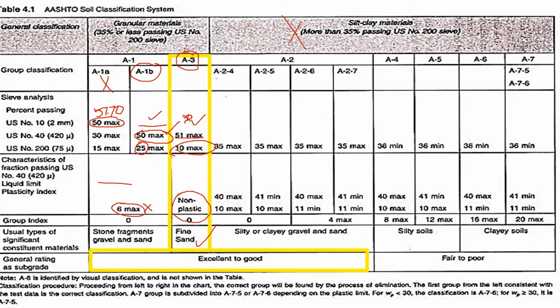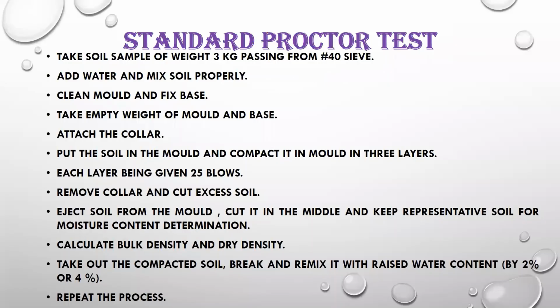It means the general rating as subgrade is excellent to good. So our soil classification will be A3 and it's excellent to good. And there is mostly fine sand. So I am moving towards the next slide. So let's have a look.